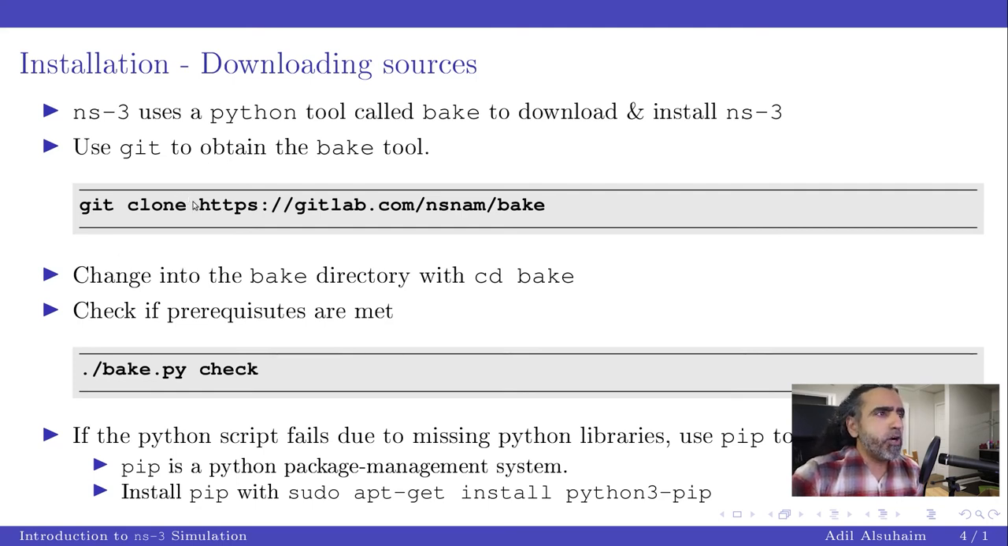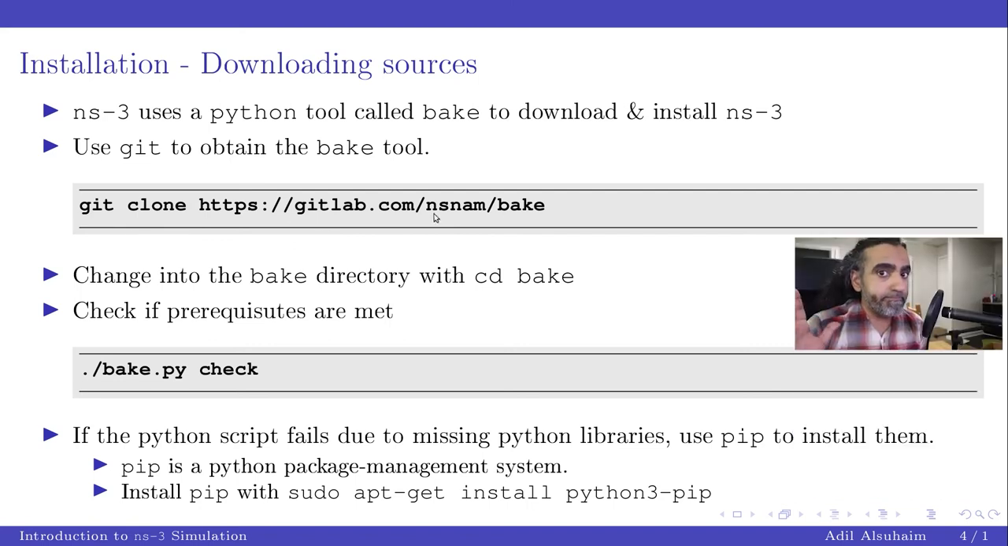To get the most recent code, you just clone this link. Be aware that older NS3 versions used a different website. So everything is now in GitLab instead of a different website that they used in older tutorials. You can change into the Bake directory and then run the Bake tool. Of course, you might need to install some Python packages that they use.